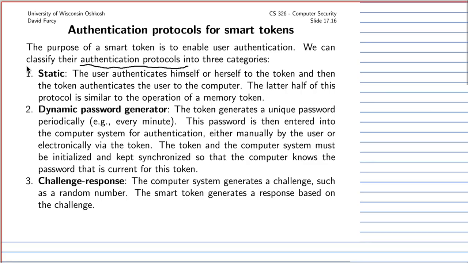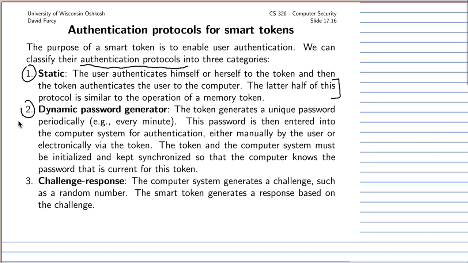The first category is the static protocol. This is a protocol that takes two steps, where first the user is authenticating himself or herself to the smart token, for example, using a PIN. And then in the second step, the smart token is going to do all the work and communicate with the computer system and complete the authentication protocol without intervention from the user. So the second half of this static protocol is very similar to what happens when you're using a non-smart or just a memory token.